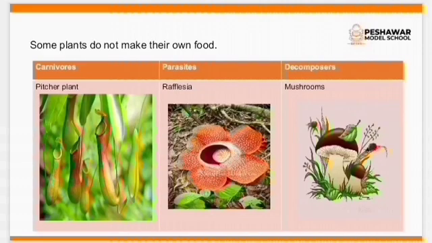You can see here some plants do not make their own food. Those plants which do not make their own food are pitcher plant. Why we call it as pitcher plant? Because it's just shaped like a pitcher, right? Rafflesia. Rafflesia is a plant that cannot make their own food, and mushrooms. We all are very familiar about mushrooms.